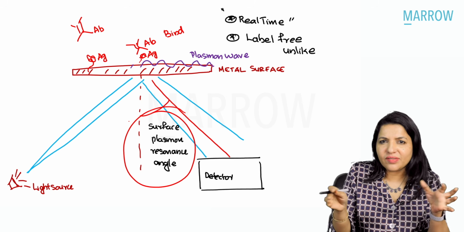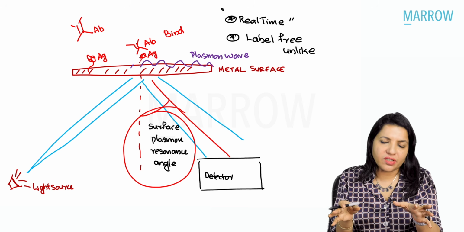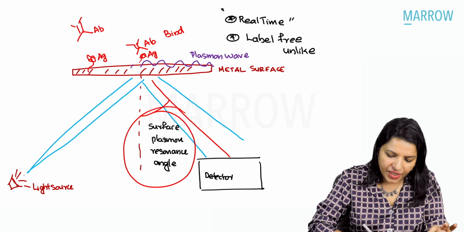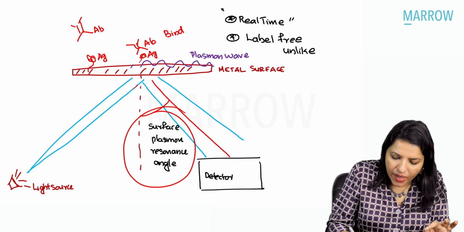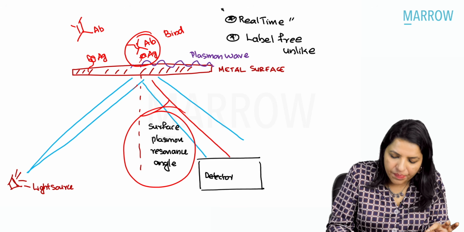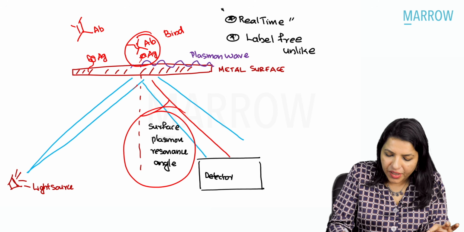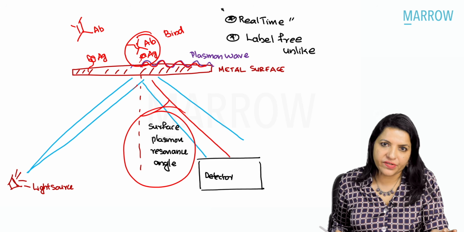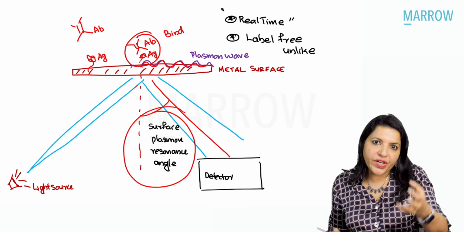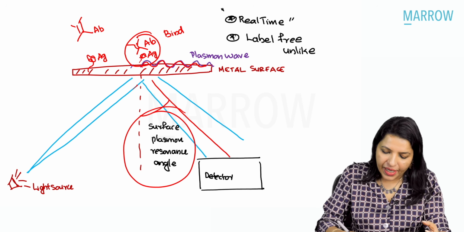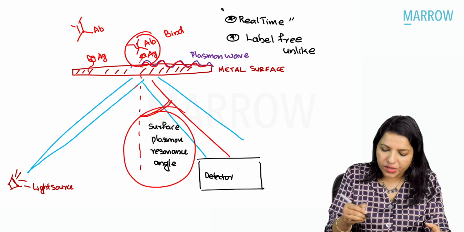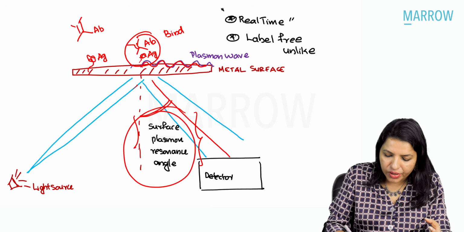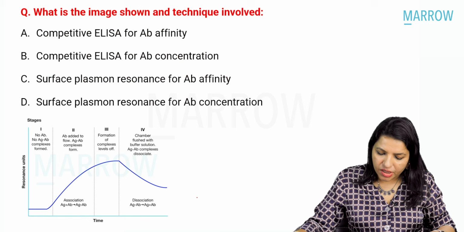If you see, it is a very complicated mechanism, no need to learn the physics of it, but basically what you should understand is there is a light source. Once the antigen antibody complex is formed, it produces a set of waves which are called plasmon waves. Once the plasmon wave starts to appear, then we can measure what is called the surface plasmon resonance angle. Okay, so now you see this picture.